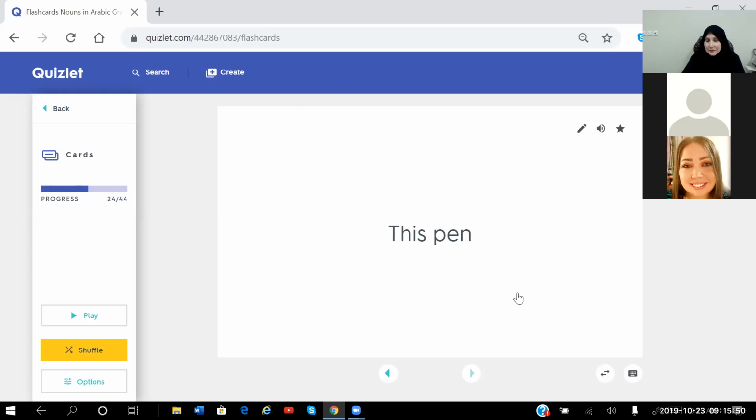Okay, Elise, this pen. Hada al-qalamu. Very good. I'm using the masculine form of hada, and then an alif lam in between hada and qalam, and then one vowel marker. Hada al-qalamu. Okay, Clayton, the book. Al-kitabu. Very good.